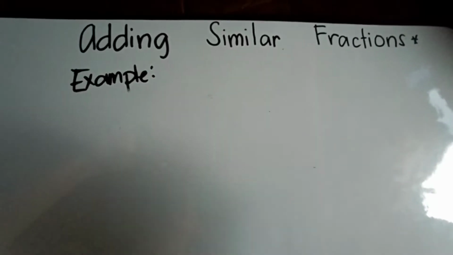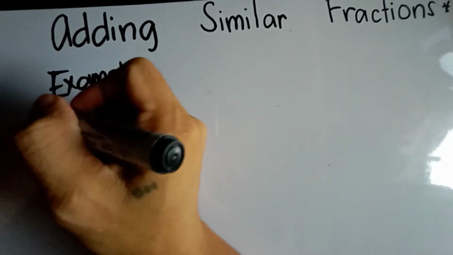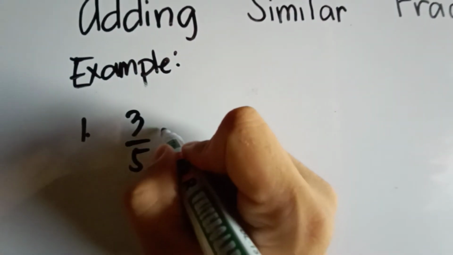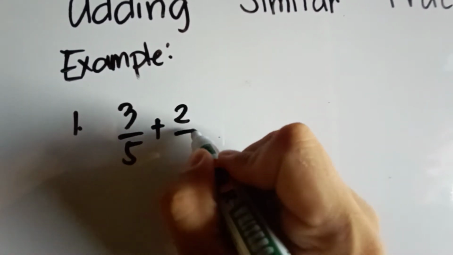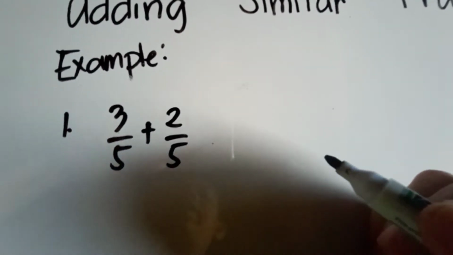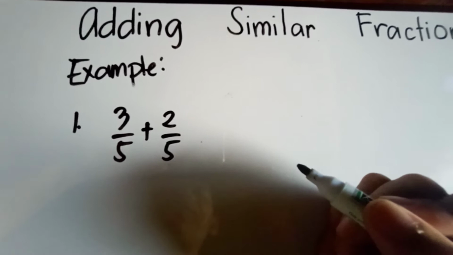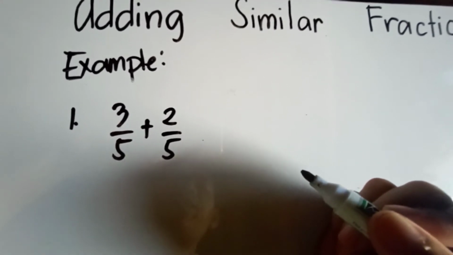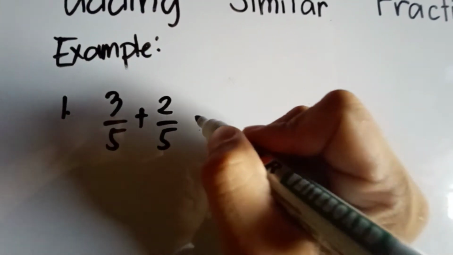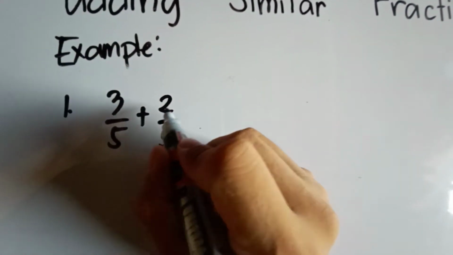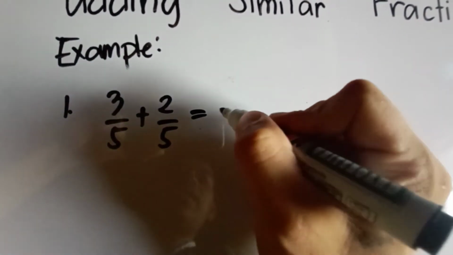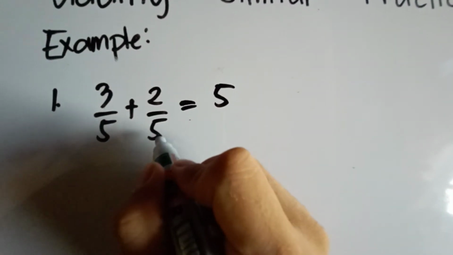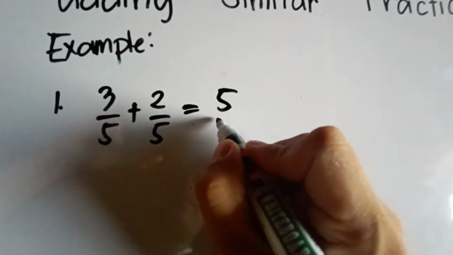Let's try number 1. Let's add 3 fifths and 2 fifths. So, in adding similar fractions, the first step to do is we are going to add the numerators. So, 3 plus 2, which is equal to 5. And step number 2, just copy the denominator, which is 5.